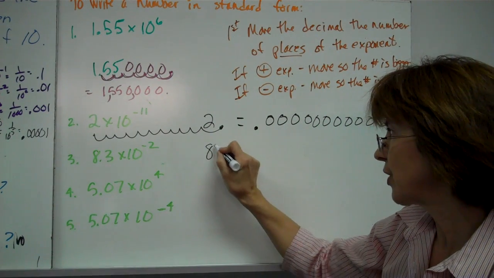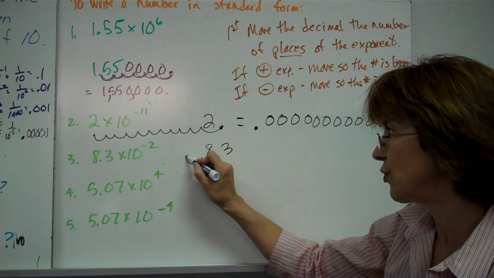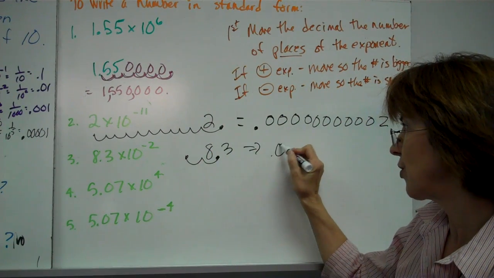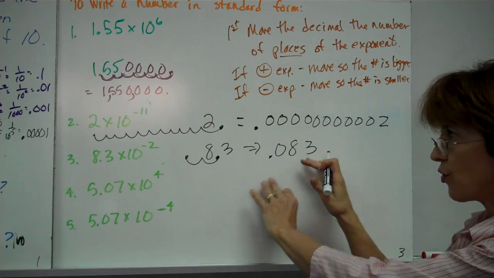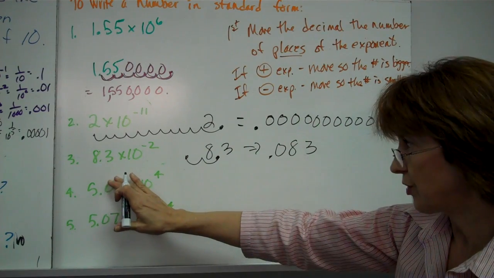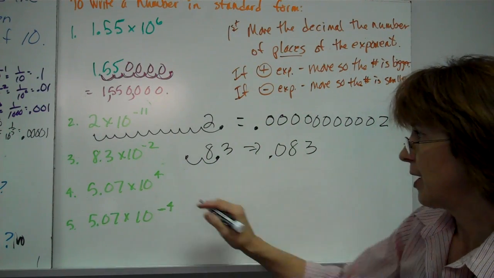8.3 times 10 to the negative 2. Okay, I start out 8.3. I got to move it so it's a smaller number. 1, 2. So it's simply just going to be 0.083. I don't add on times 10 or whatever. No, because that's the standard form from the scientific notation. It already is in scientific notation. I got to write it without the power of 10 there. Okay, next one.